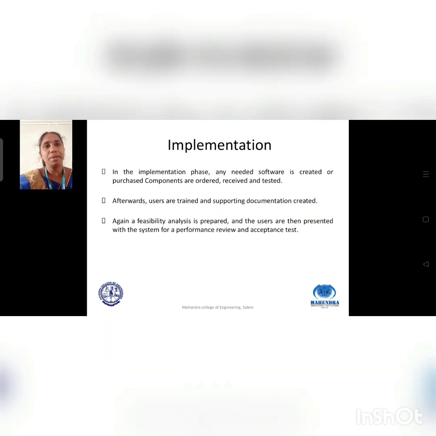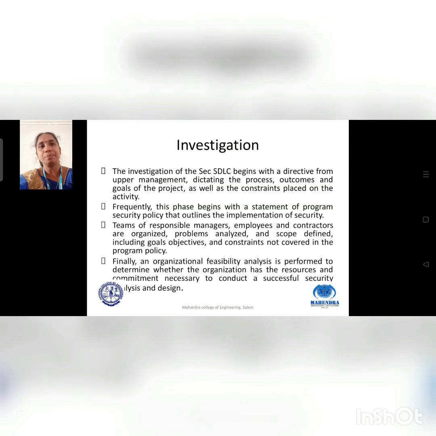Next one, implementation. In the implementation phase, any needed software is created, or purchased components are ordered, received and tested. Afterwards, users are trained and supporting documentation is created. Again, a feasibility analysis is prepared and the users are presented with the system for a performance review and acceptance test.